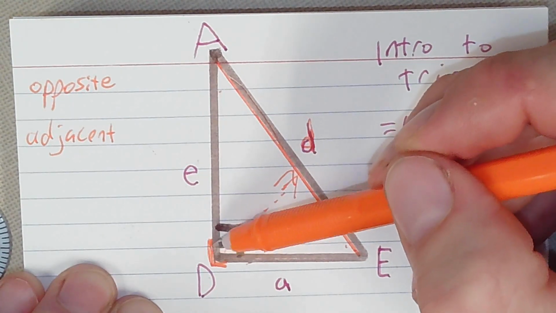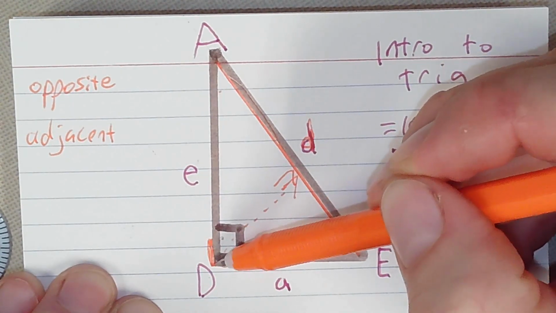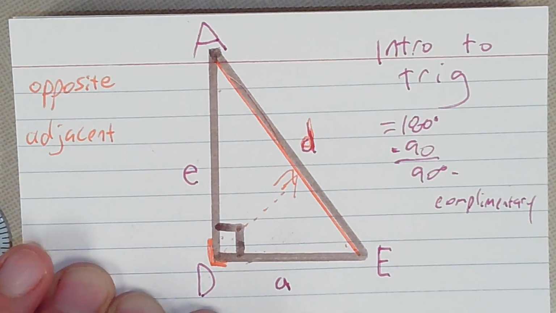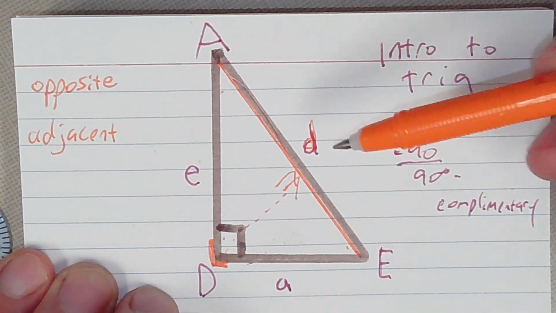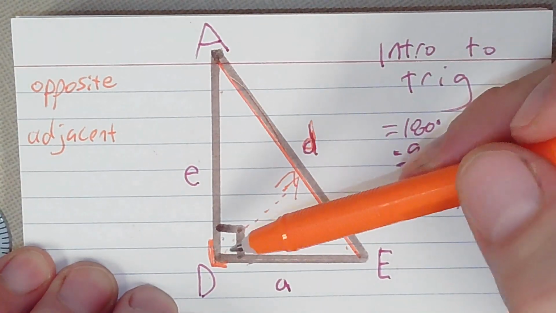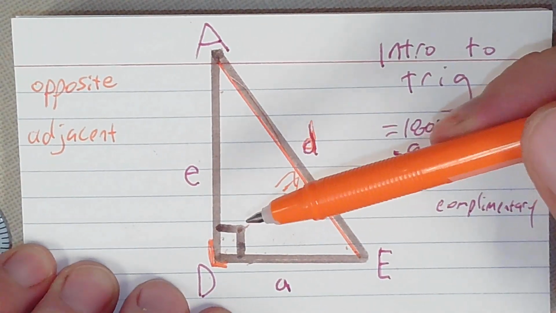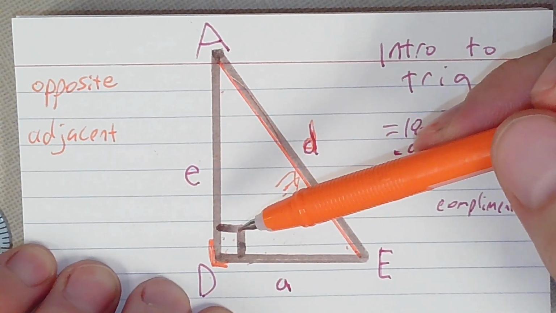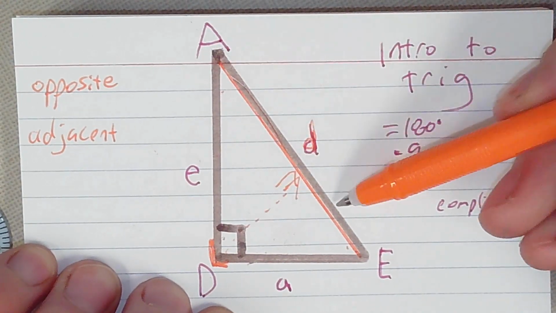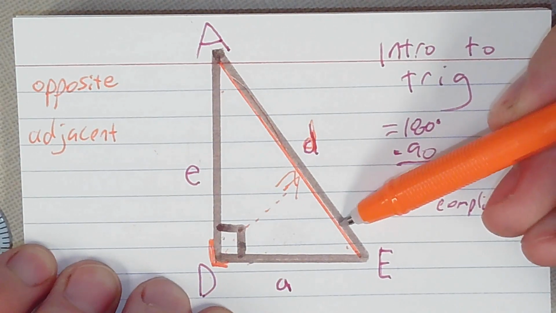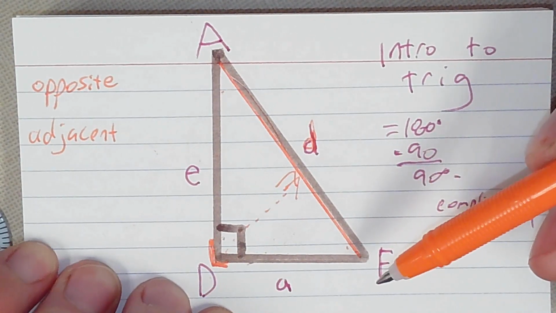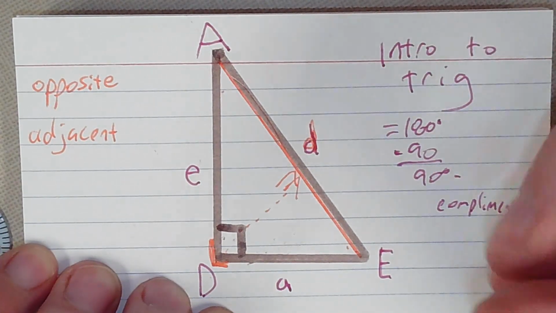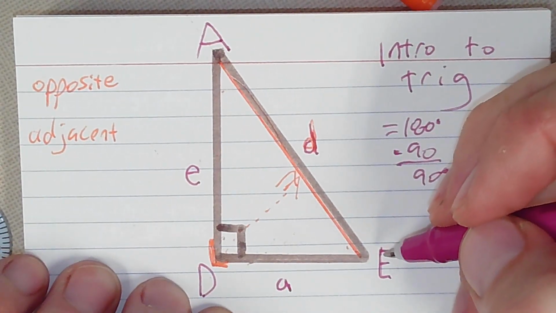So that's another thing that's important to know. Okay? But that's the only time we're really going to talk about the 90-degree angle, because when we're talking about trigonometry, we're only ever really going to be referencing one of the other two angles. And so, for instance, say we're talking about this angle E, right?